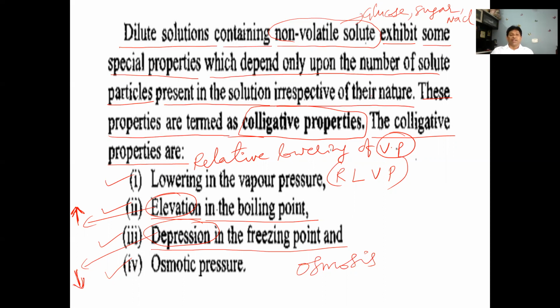Due to osmosis, some pressure is developed. The pressure developed due to the osmosis phenomenon is called osmotic pressure. How the pressure is developed due to osmosis, we are going to discuss. But remember that the pressure developed due to the osmosis process is called osmotic pressure.